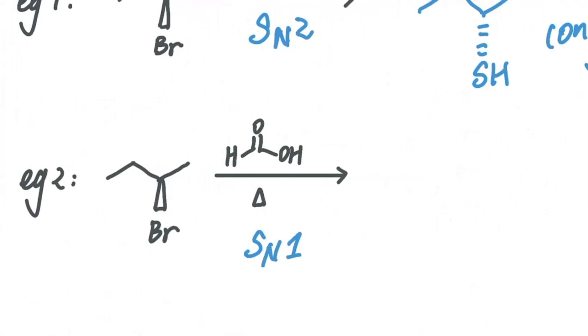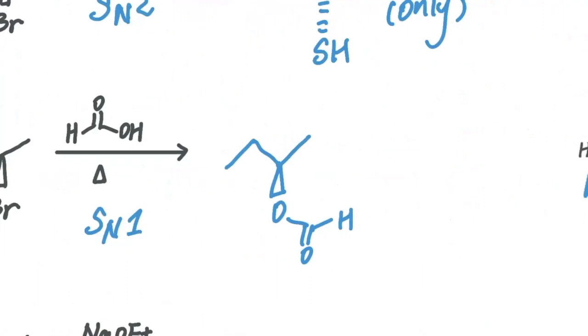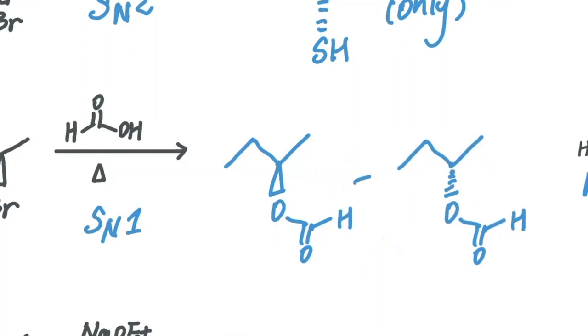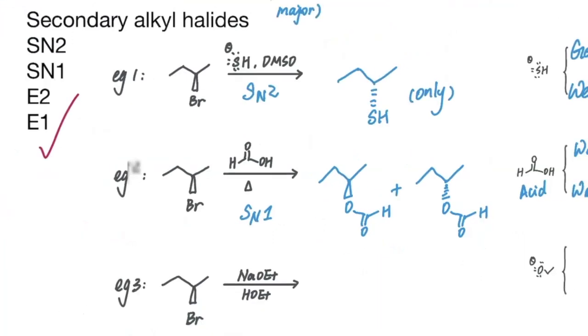And the product of SN1 is always going to be a mixture. So it's going to be OH and dash. Okay. So there's also a minor E1 product, which I didn't write here. You can write it down if you want.